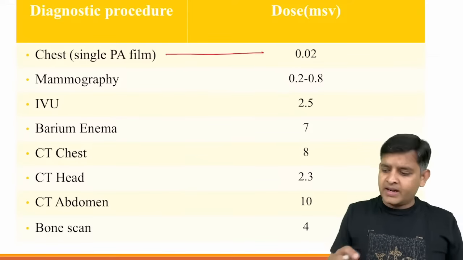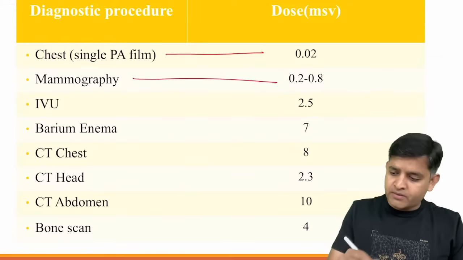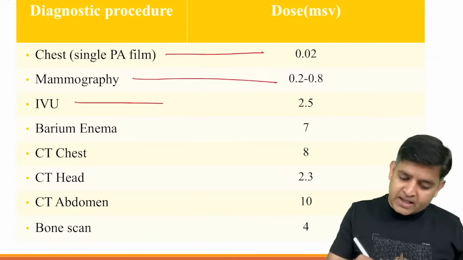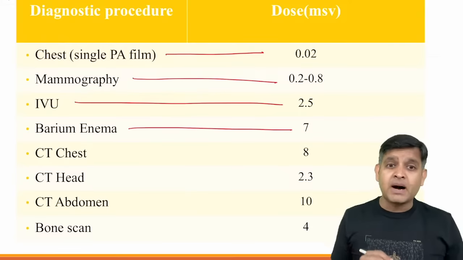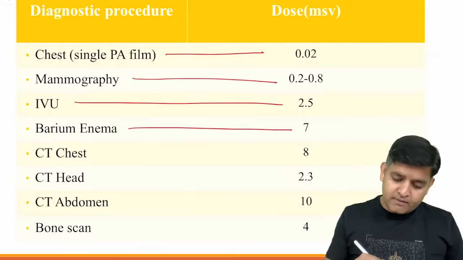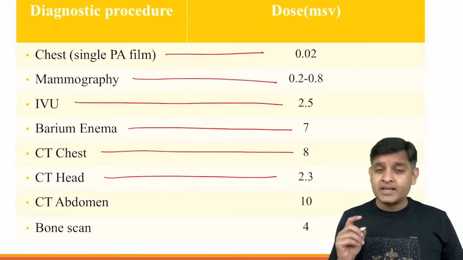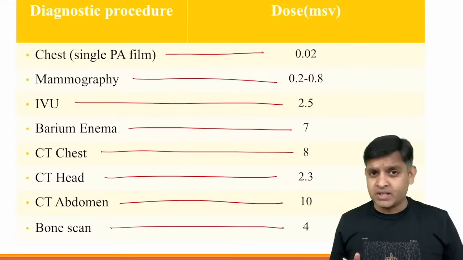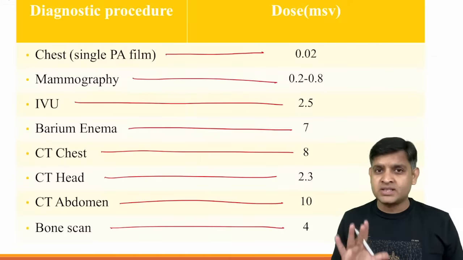Chest X-ray, it is 0.02 millisievert. For a mammography, it is 0.2 to 0.8 millisievert. For an IVP, it is 2.5 millisievert. For a barium enema, it is 7 millisievert. For a CT chest, it is 8 millisievert. For a CT head, it is 2.3 millisievert. For an abdomen, it is 10 millisievert. And for a bone scan, it is 4 millisievert. Please make sure that one day before the exam, you have memorized this table once again.